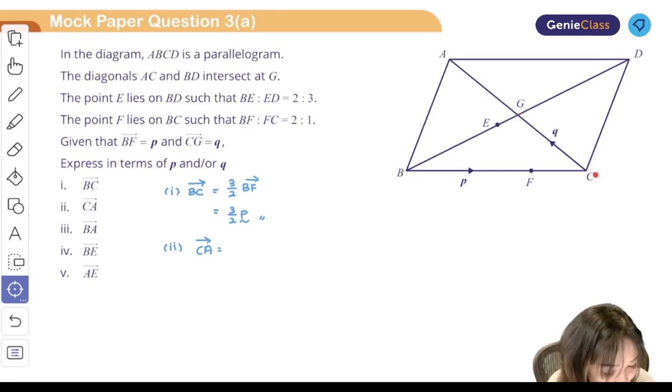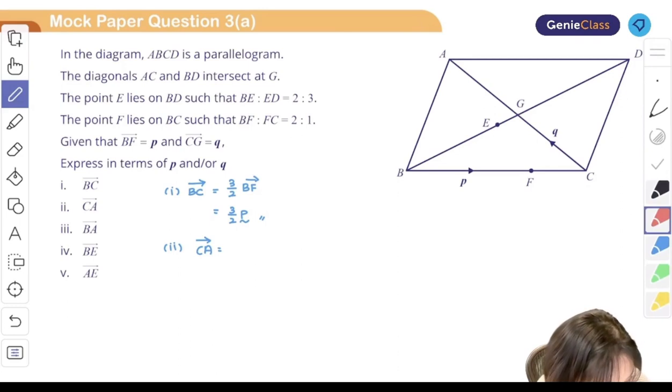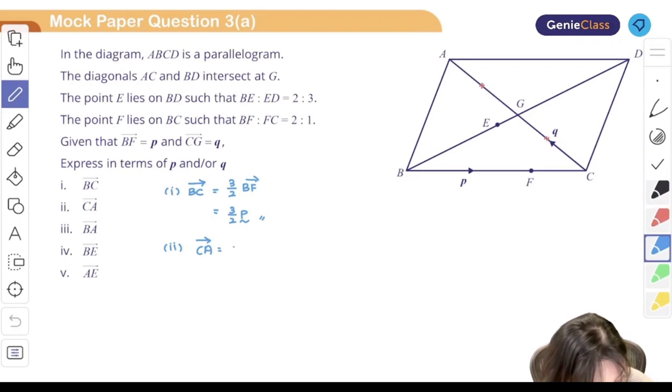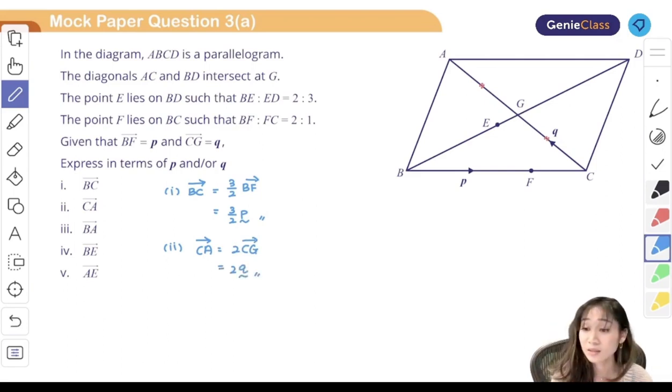GC equals AG. Yes. Because this is a parallelogram and it's stated that BD and AC are diagonals, they intersect at point G. So we know that CG is equal to GA. So we know that CA is equal to 2 times CG, which will be equal to 2q. Very good.